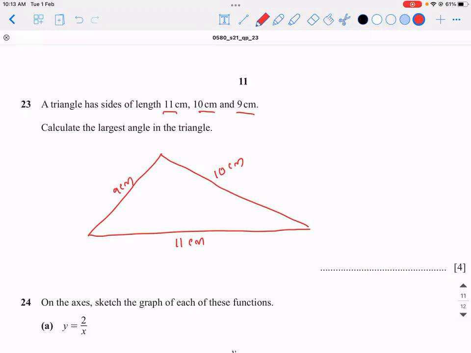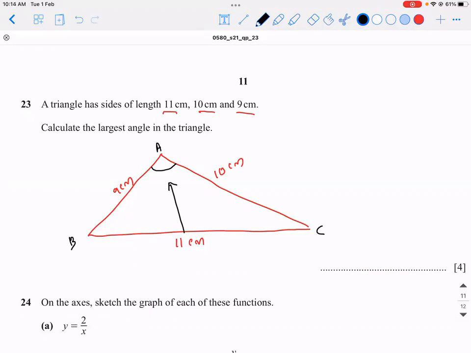According to the rule in a triangle, the largest angle is always opposite to the largest side. So this must be our largest angle. I'm just naming this triangle ABC. The angle which is opposite to the largest side is angle A. Now they are asking us to find the largest angle. How are we going to find this largest angle? Any idea?